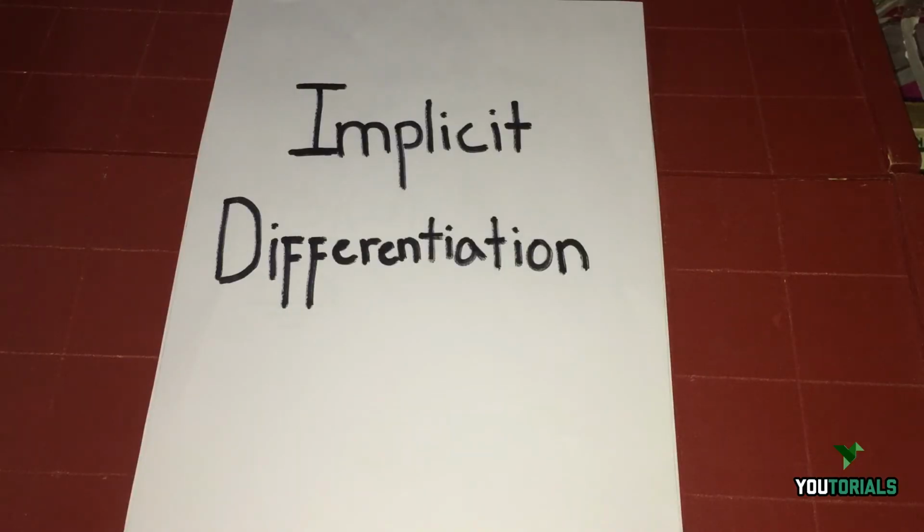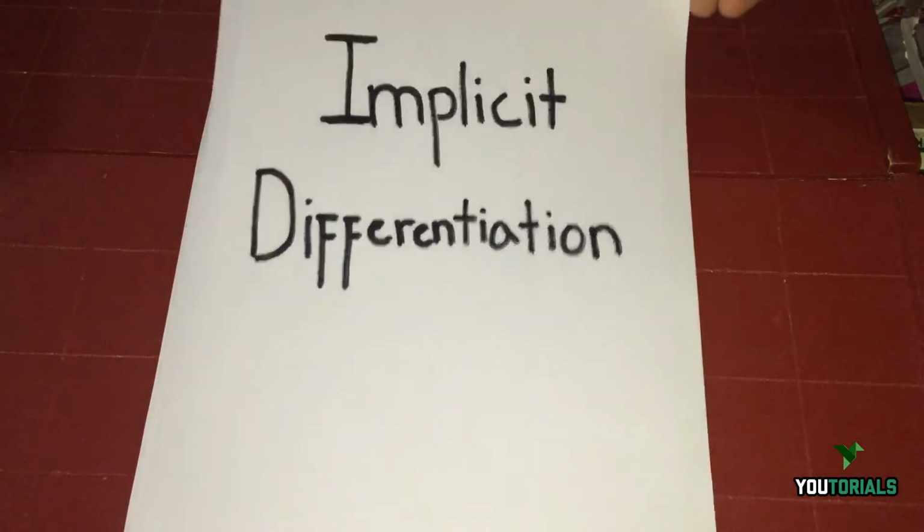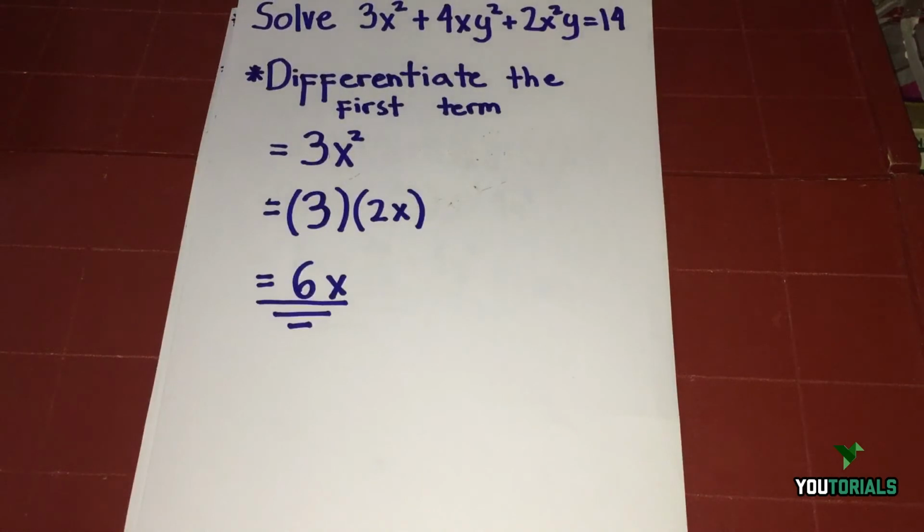Hello everyone, I'm gonna teach you how to do the implicit differentiation. Now we will solve the problem 3x squared plus 4xy squared plus 2x squared y is equals to 14. Now we will differentiate the three terms.